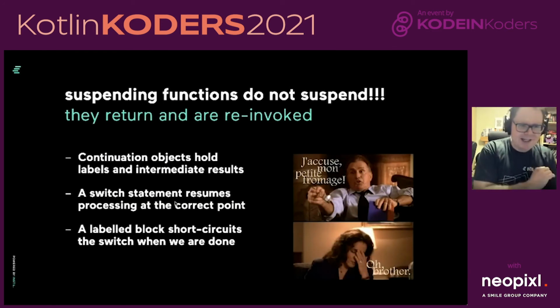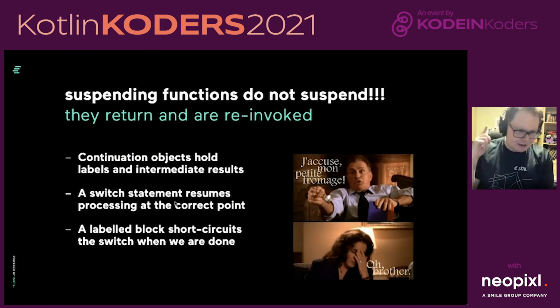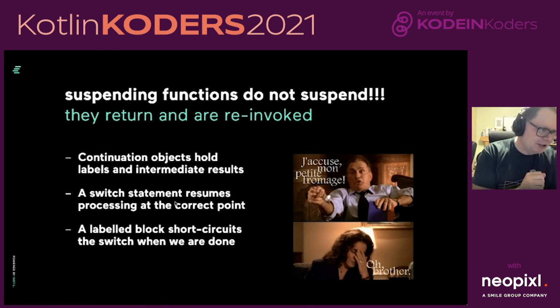Okay. So whenever it comes to suspending functions, j'accuse, they're not really any magic, okay? They're not special functions that get paused and resumed or anything like that. So a suspending function is not a function that suspends. It's just a function that returns and then gets re-invoked. But we use these continuation objects to hold labels and intermediate state, okay? So if you had a suspending function that was calling 4 other suspending functions, let's call them A, B, C, and D, well, the intermediate results from A, B, and C would be stored in the continuation object as well as the current label.